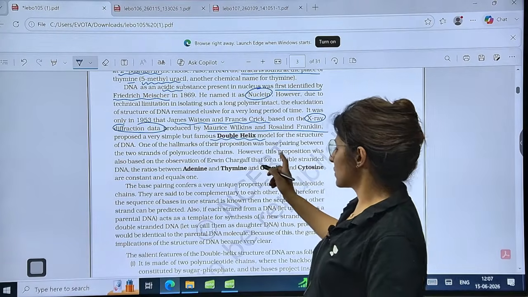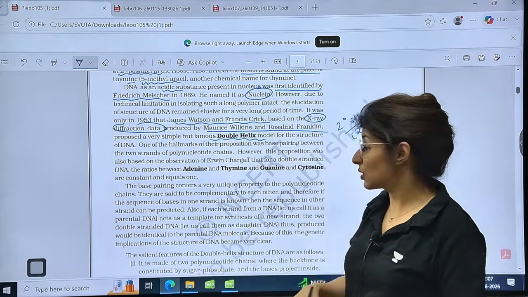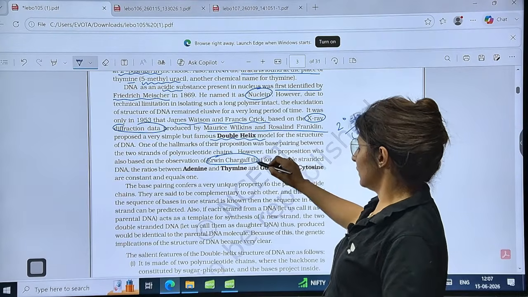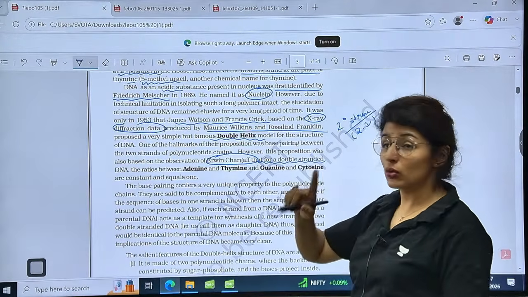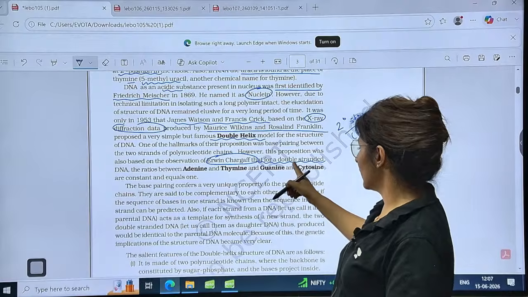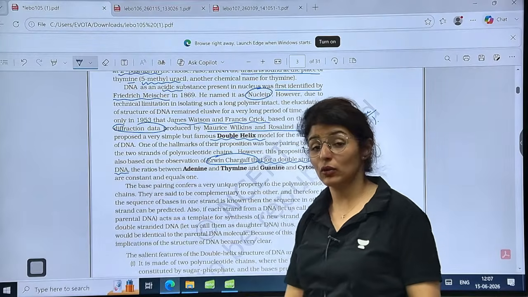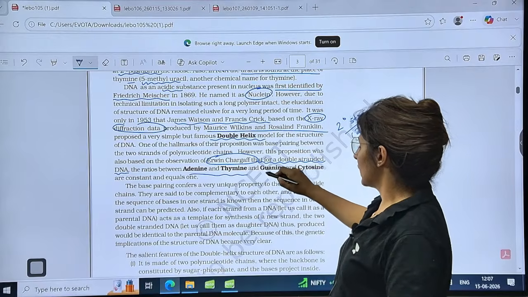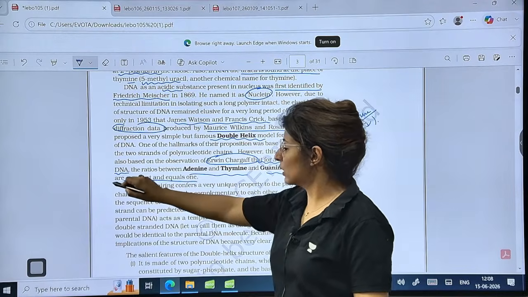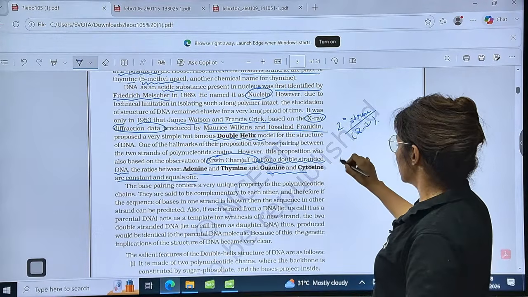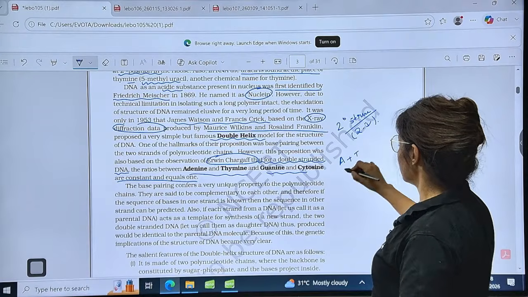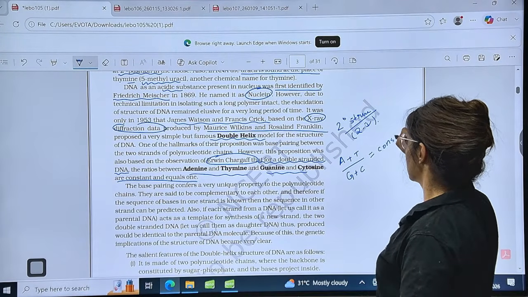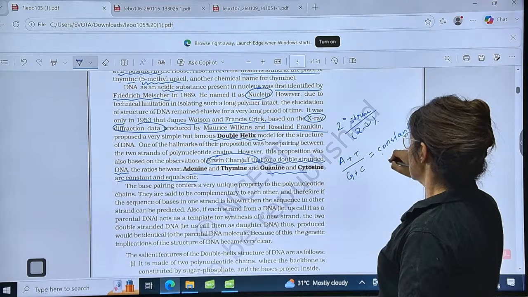Then there were propositions. This structure was also based on the propositions by Erwin Chargaff. And these Chargaff's rules are therefore applied only to double-stranded DNA. They don't apply to single-stranded DNA. Is that clear? Ratios between A and T, G and C are constant or equal. Now remember here, A plus T and G plus C. This ratio is constant for a particular species.